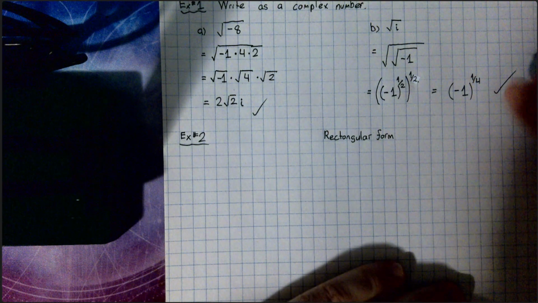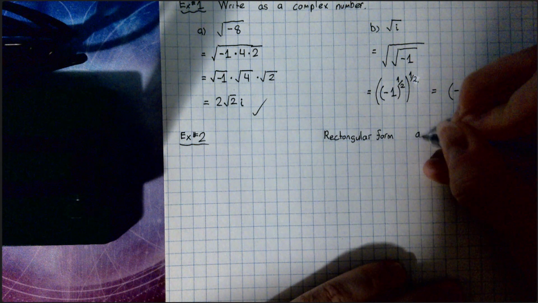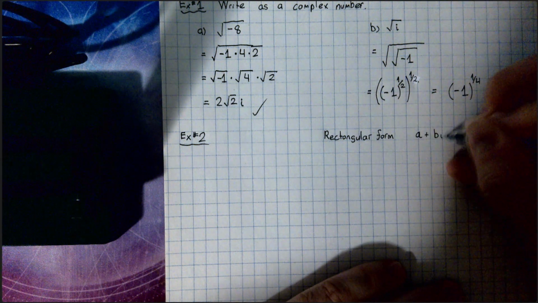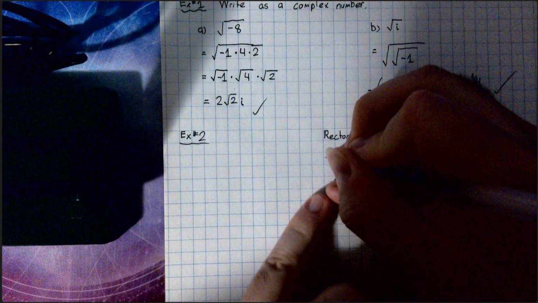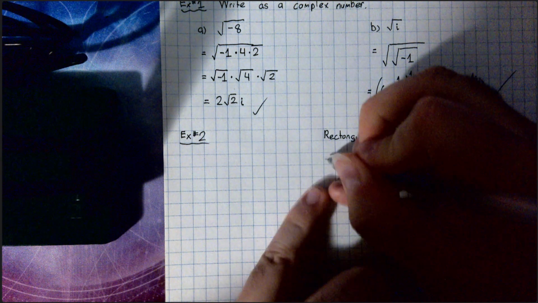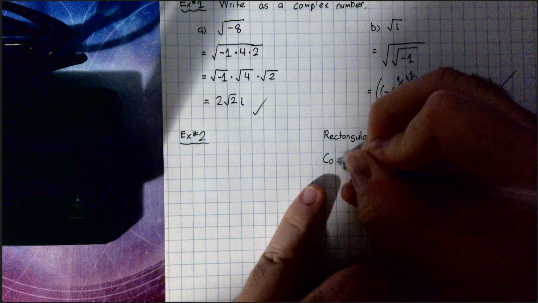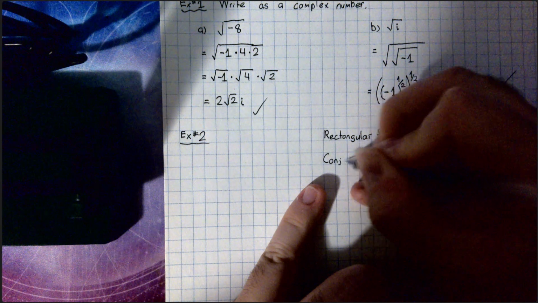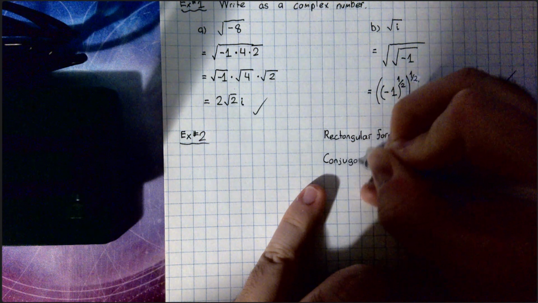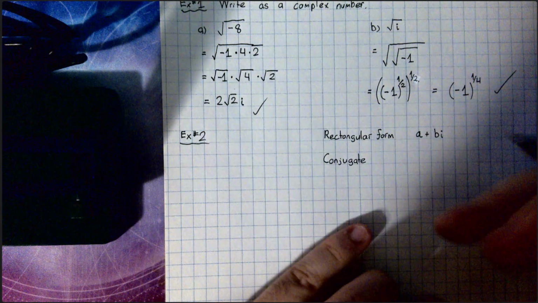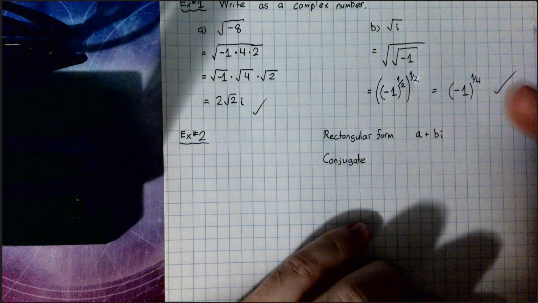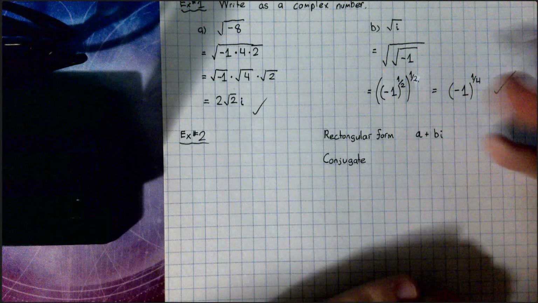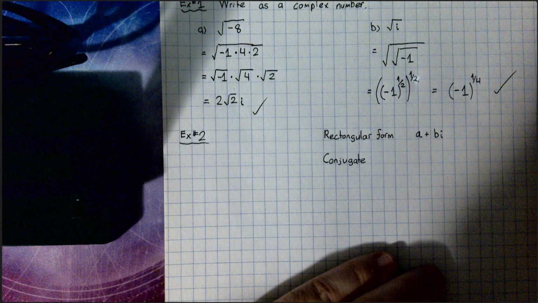But rectangular form is what I wrote above. So it's a plus bi. Right? My real component, my imaginary component. And the other thing I need to keep in mind about complex numbers is that each complex number has a conjugate. Right? If my first number is a plus bi, my second complex number, the conjugate of the first one, would just be a minus bi.